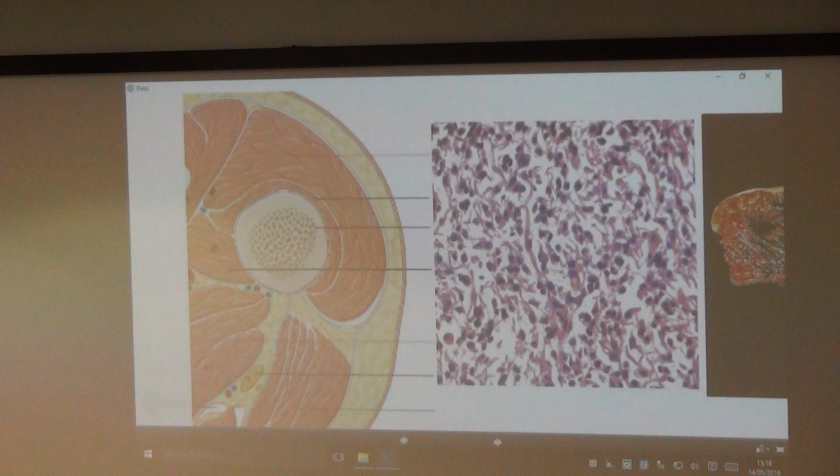Additionally, in the pathology section, you can be presented with cross-sectional images, whether they be schematic or otherwise, and it's always nice to describe the muscles, what you're looking at.